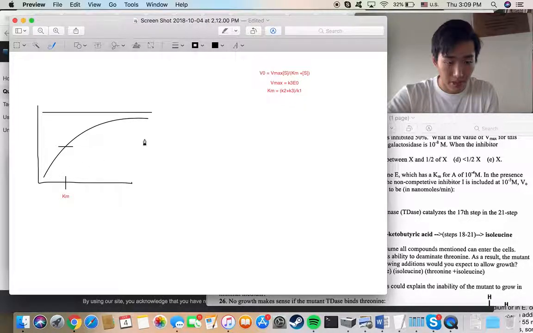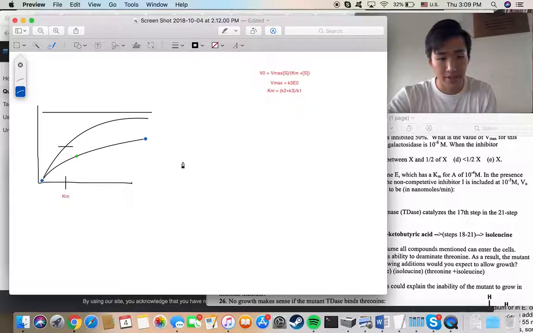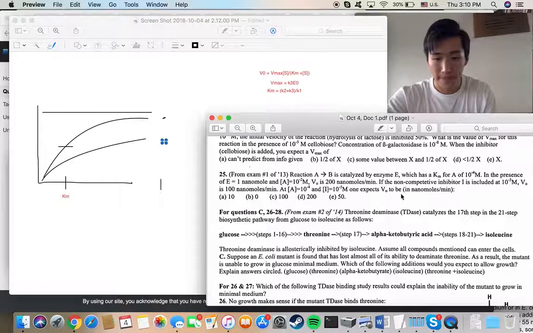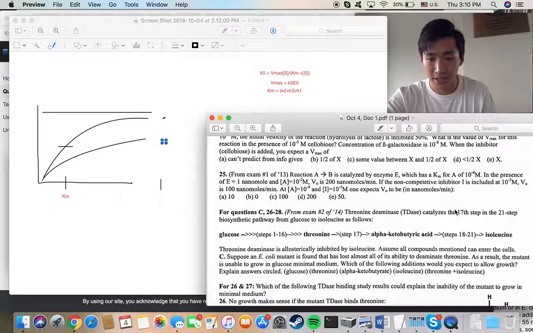I'm going to draw it over here. So while that looked like that, this is going to be the new curve, with a lowered Vmax. In fact, let's just say this is 100 times Km, right? This is what Vmax was, and this is what Vmax is now. Sorry if that was kind of confusing.